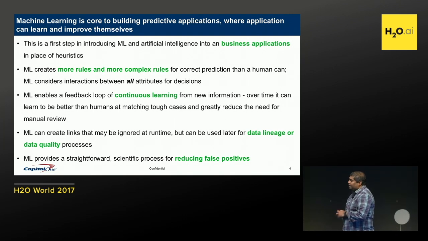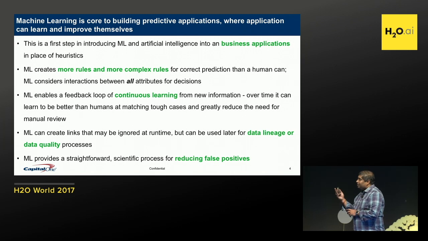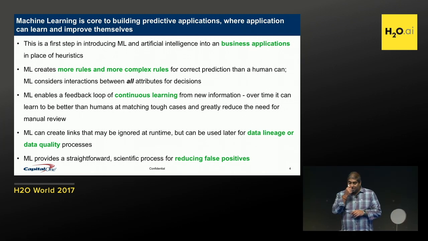So I just started jotting down some experiences I have on what we did, right? The first thing we did was look at where we start from. We started off saying that we want to look at machine learning and artificial intelligence in the business applications in place of heuristics.